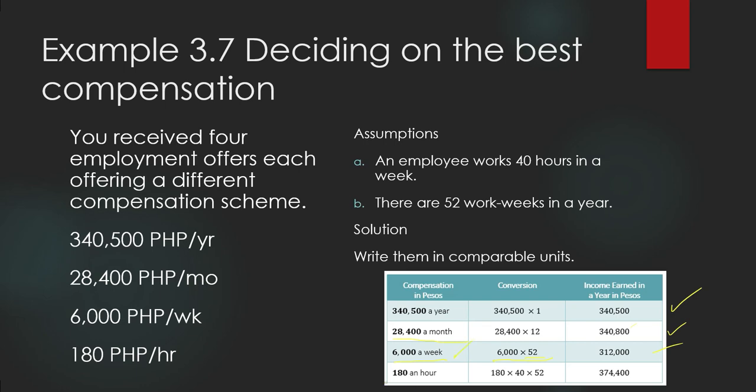Now, if you will accept this offer, 180 pesos per hour, and there are 40 working hours in a week, and 52 work weeks in a year, the fourth employment opportunity is promising you this. If you work for us, this is what you stand to receive in a year: 374,400 pesos. So based on these incomes to be earned in a year, this is the best compensation offer.